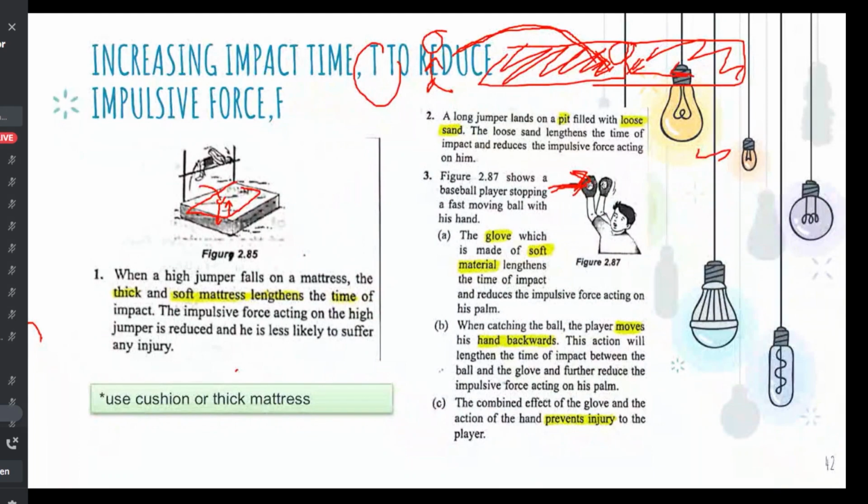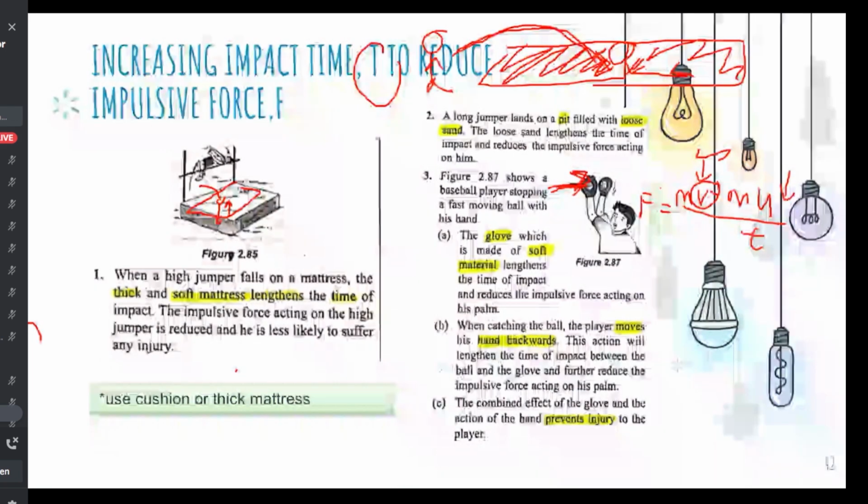So when it reduces the final velocity, what happens is, yeah, (mv - mu)/t, right? So you can't change this one, by the way. You can't change mass as well. So when your final velocity is decreased, like I said just now, it means that your whole momentum is decreased, and your impulsive force will be decreased. Okay, so yeah, that's the idea.